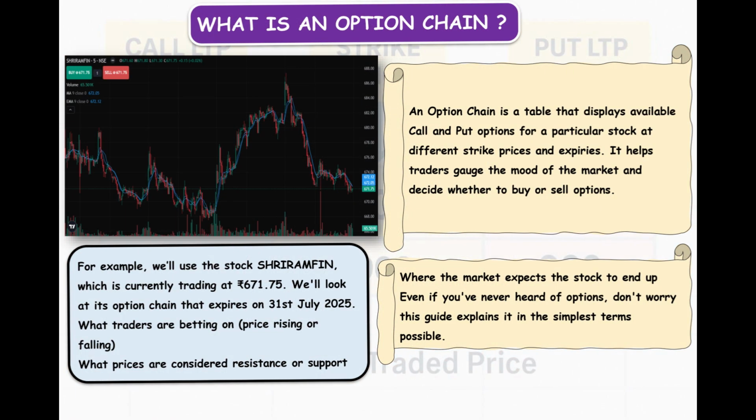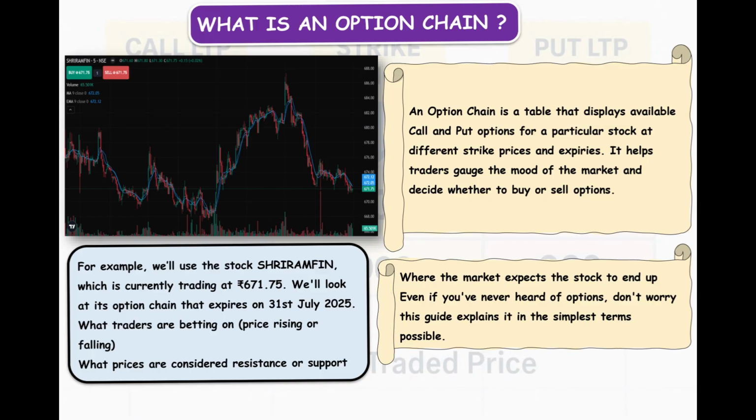An option chain is simply a table. It shows available call and put options for a stock at different strike prices and expiry dates. It reveals what the market is thinking. Is the stock going up or down? Where's the resistance? Where's the support? In this post, we'll use SHRIRAMFIN, trading at 674 rupees and 30 paise, to explain everything in the simplest way.